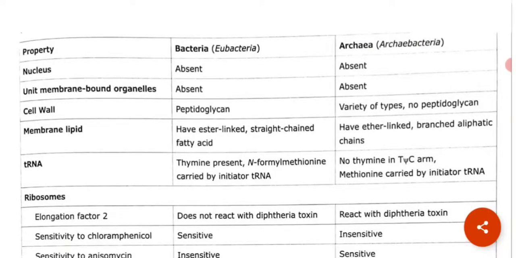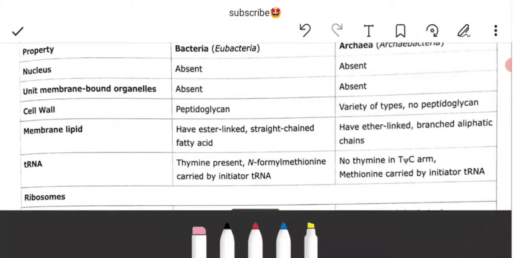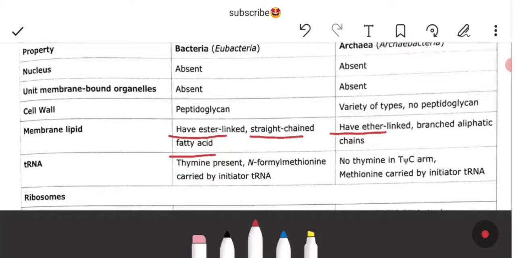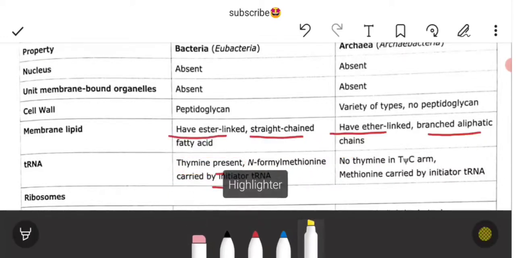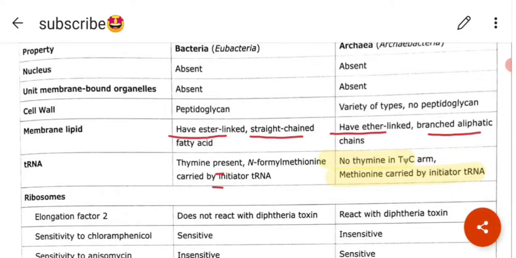Now, if we talk about the membrane lipids, the Eubacteria have ester-linked straight chain fatty acids, and the Archaebacteria have ether-linked branched aliphatic chains. For the transfer RNA, in the Eubacteria thymine is present and formyl methionine is carried by the initiator transfer RNA. In the Archaebacteria, no thymine is present and methionine is carried by the initiator transfer RNA.